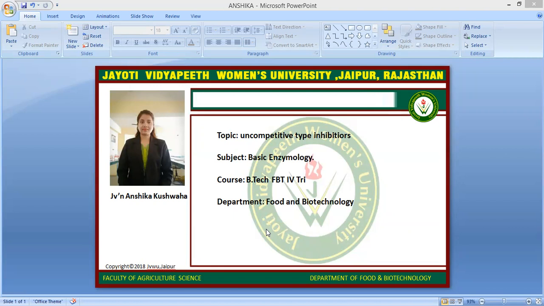So in this, the inhibitor reversibly binds with the enzyme substrate complex and gives the enzyme substrate inhibitor complex. So uncompetitive inhibition gives the enzyme substrate inhibitor complex in which Vmax decreases and Km decreases, and the inhibitor has no affinity for free enzyme.